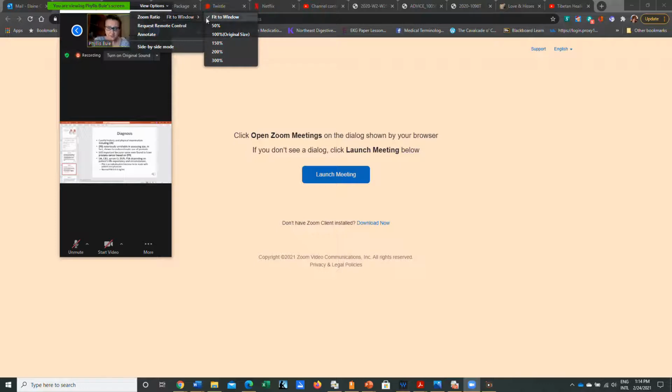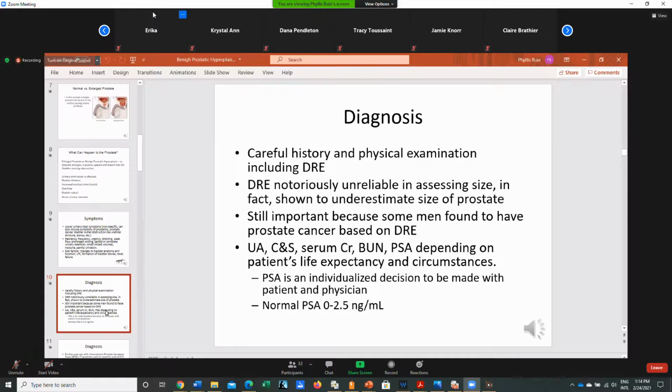We're also going to evaluate the creatinine and the BUN because that's going to let us know how well our kidneys are functioning. And if these patients are diabetic, then their kidneys may already be compromised.